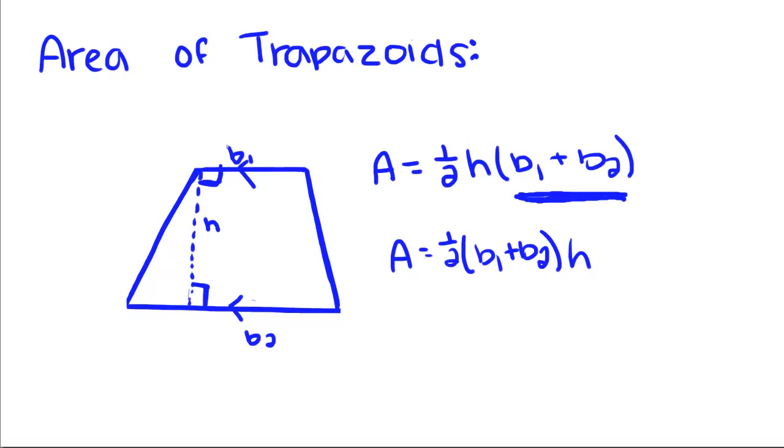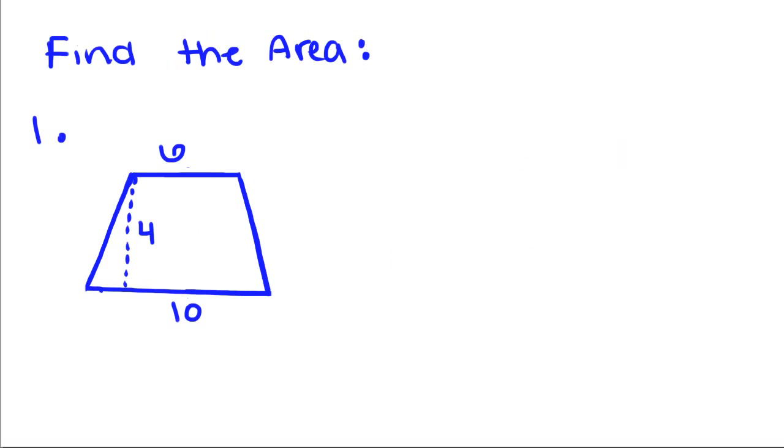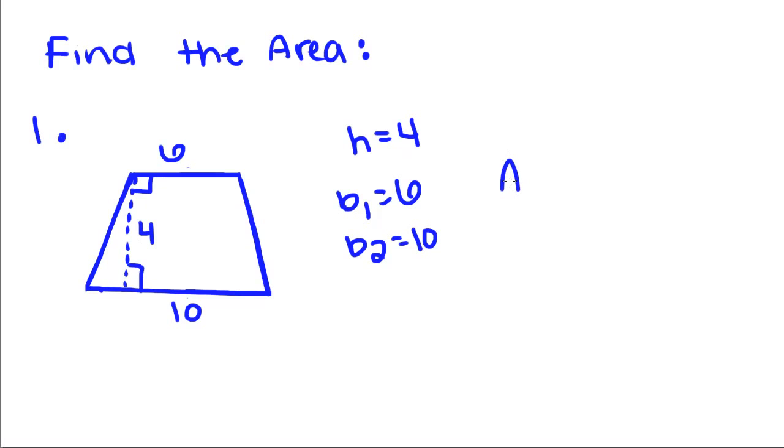So now we're going to go into an example. Find the area. So this is our height, and it's been drawn in for us. So our height is 4, base 1 is 6, base 2 is 10. So area is equal to 1/2 (6 + 10) times 4. Now, these parentheses right here are really important. You have to add the two bases together before you can multiply it.